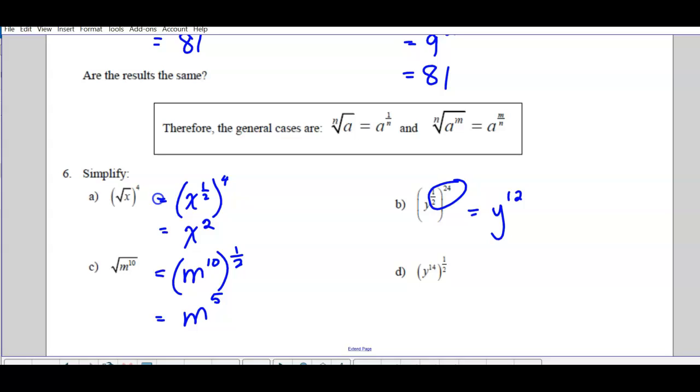So really what you end up doing is dividing that exponent by 2 when you're square rooting it. Okay? Because when you multiply by 1/2, it's like dividing by 2. And then here, power of power, that'll just be 7. 14 times 1/2. Okay. A couple more questions on the next page.